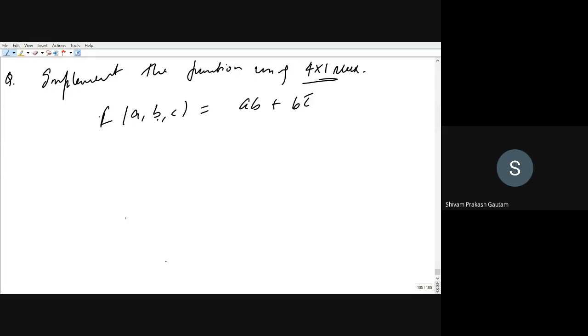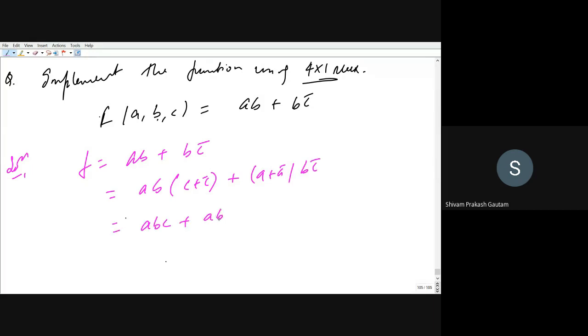And the function is given not in terms of min terms, but in terms of an expression. So what you have to do is find out the min terms from this expression. So the function is equal to ab plus bc bar. So ab, I can write as ab times c plus c bar, because right now we have to find its min terms, and a plus a bar times bc bar.